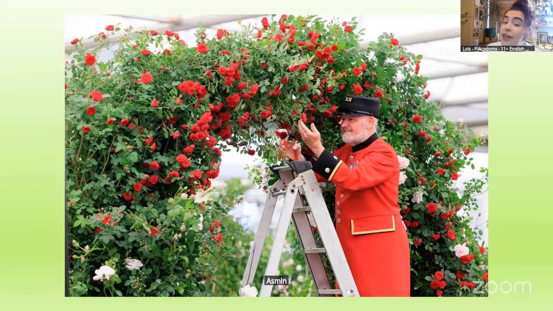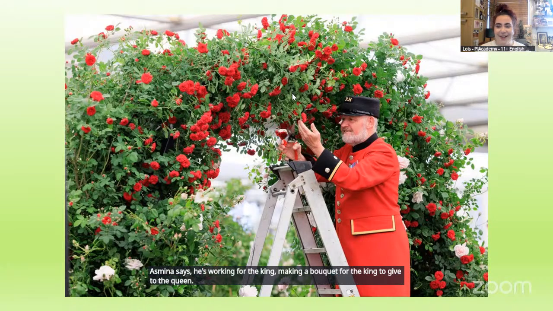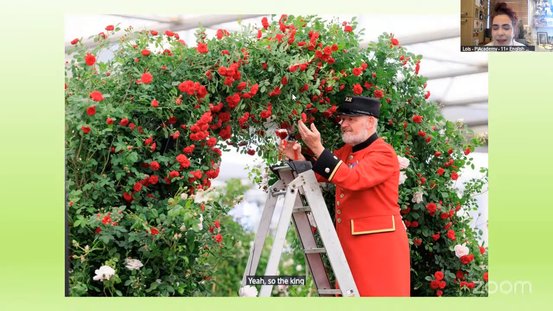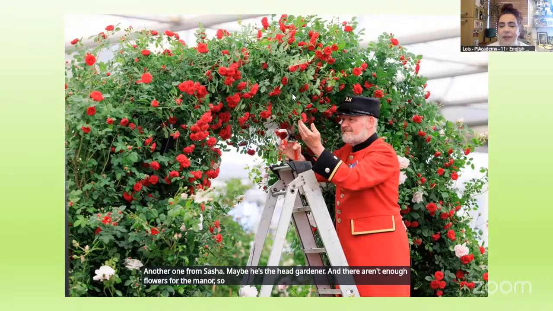Asmina says he's working for the king, making a bouquet for the king to give to the queen. Oh yeah, that's a nice idea. So the king doesn't have to do it himself. But yeah, that's a good one. Another one from Sasha. Maybe he's the head gardener and there aren't enough flowers for the manor, so he's had to improvise. Yeah, that's a good idea. Maybe he's like, okay, we need some more, and he goes in and gets them himself. That would be good.